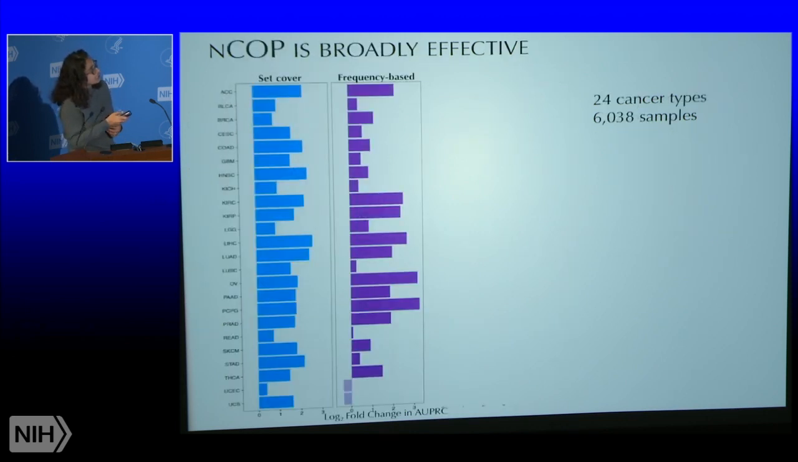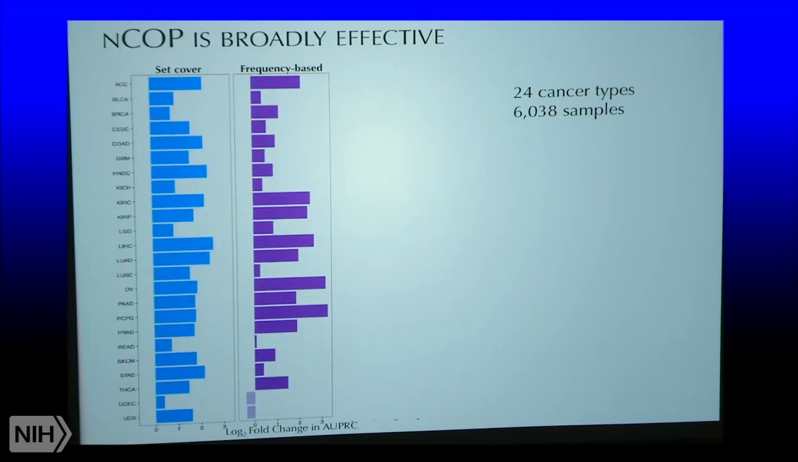And so that's what we did next. We looked across 24 cancer types individually, 6,000 samples, and we said how much better is the area under the curve for the NCOP method as compared to the set cover method that ignores all network information, or the NCOP method versus a popular frequency-based method. And we can see that NCOP outperforms the set cover-based method on all 24 cancer types, and it outperforms the frequency-based method on 22 of the 24 cancer types.